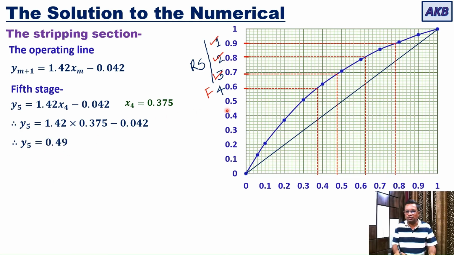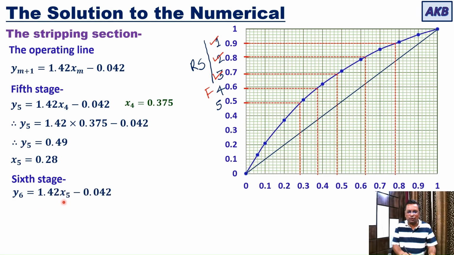Now I am going to move on to the distribution diagram, locate y5 and get the corresponding value of x5, which comes out to be 0.28. So x5 comes out to be 0.28. So this will be the fifth stage. Then sixth stage, y6 is equal to 1.42 x5 minus 0.042. x5 is 0.28. So y6 is equal to 1.42 into 0.28 minus 0.042. That is y6 is 0.36.